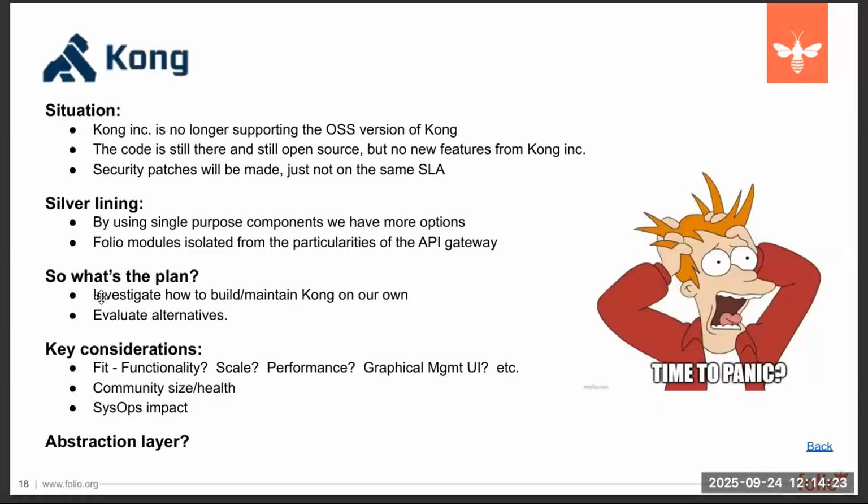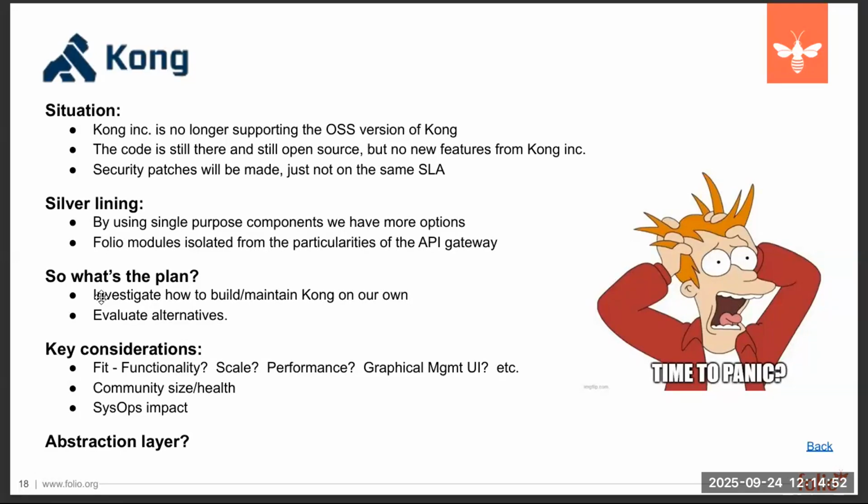All right, so the situation with Kong. People heard about this, and is it time to panic? No, I don't think so. So the situation is that Kong Incorporated, the company that was the main contributor to the open source Kong project, has changed its stance on how it's going to support open source Kong. And so the code is still there. It's still open source. They've effectively forked it on their own.